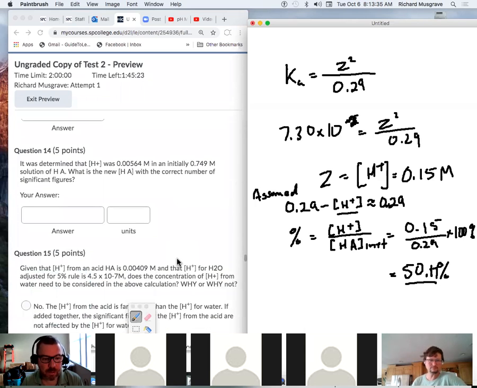Number 14. Okay, so we've figured out that the concentration of H plus was 0.00564 in an initially 0.749 molar solution of HA. What's the new HA with the correct number of significant figures?